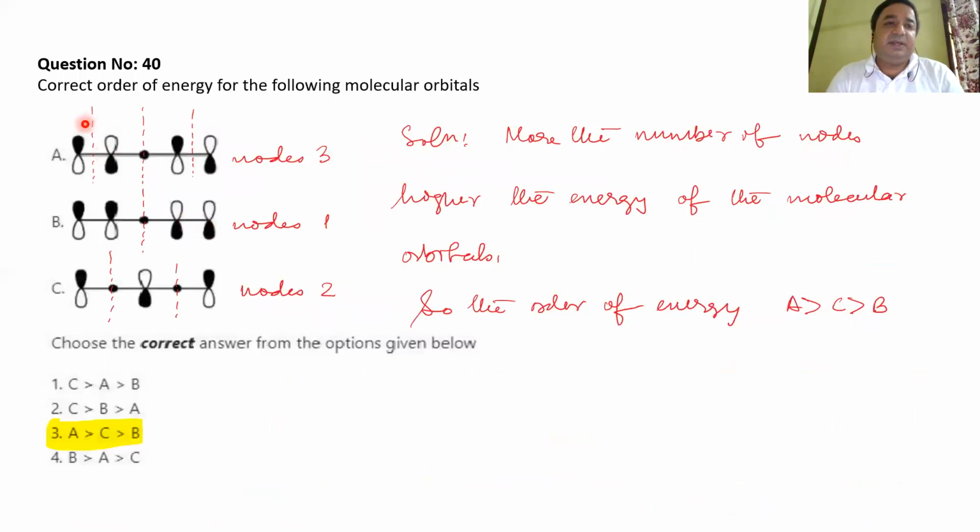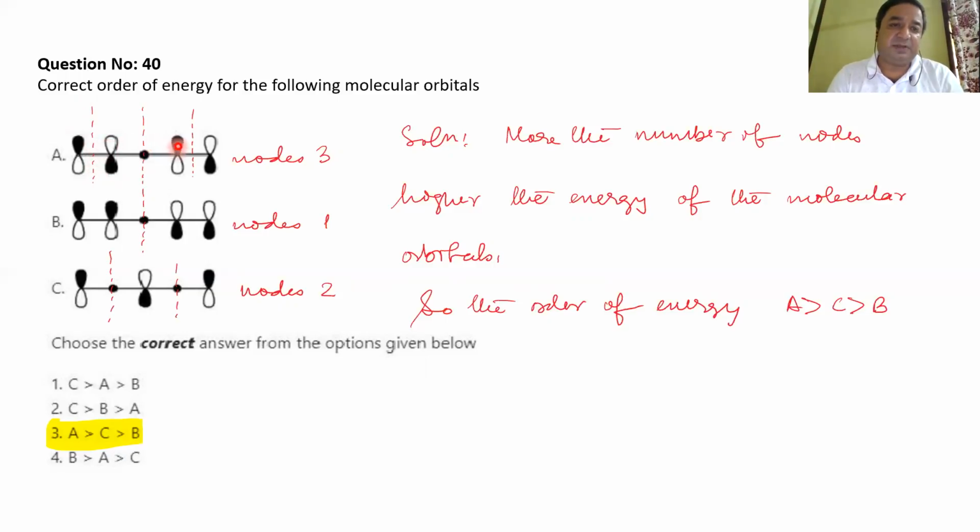Next. Here, question number 40, we have to find out the correct order of energy for the following molecular orbitals. Now here we have to remember that the more the number of nodes, the higher the energy of the molecular orbital. So you just have to find out the nodes. Look at A. Here, this orbital is not in phase with this orbital. That means there is a node over here.